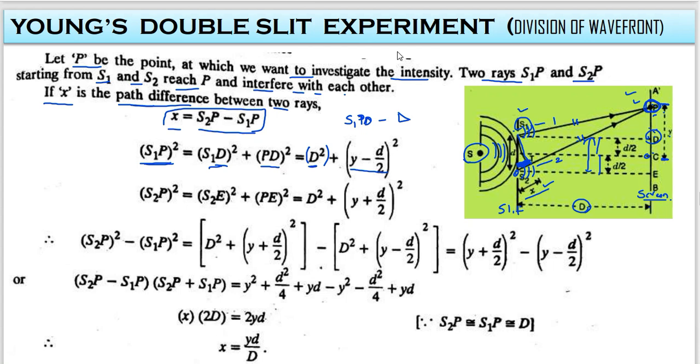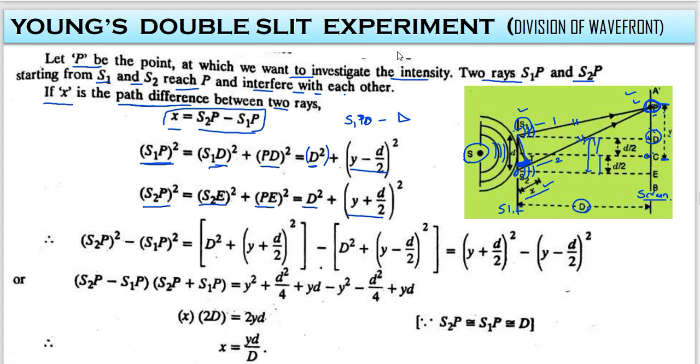Look at the figure. Okay, so what will be S2P square? Similarly, for the other right angle triangle, S2P square equals S2E square plus PE square, that is D square plus (y plus d by 2) whole square.